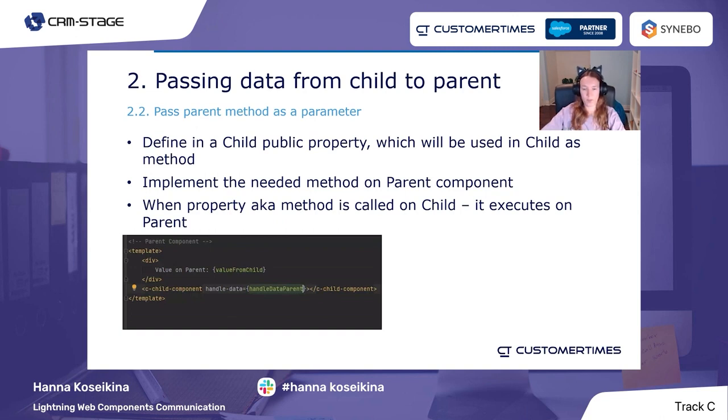when something happens in the child component, it just makes an impression that handleData is a method. We call it as this.handleData and pass some value. And we need to implement this method on the parent component and make some changes there. When the property, aka method, is called on a child, it executes on the parent. So the value which we pass to the method from a child goes directly to the parent and gets transformed there into anything we want.